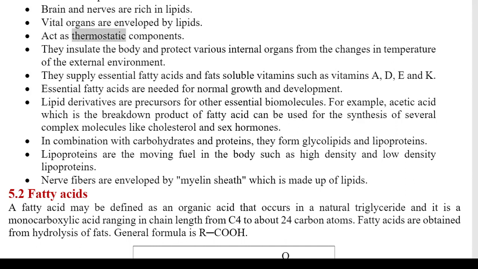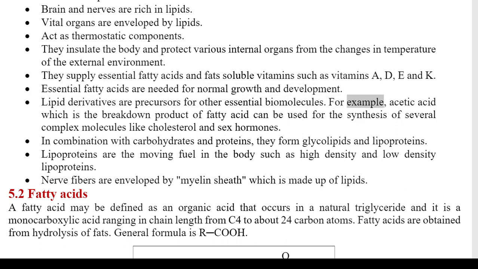Act as thermostatic components. They insulate the body and protect various internal organs from the changes in temperature of the external environment. They supply essential fatty acids and fat-soluble vitamins such as vitamins A, D, E and K. Essential fatty acids are needed for normal growth and development. Lipid derivatives are precursors for other essential biomolecules.